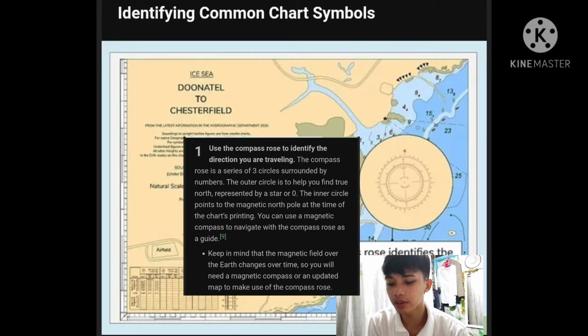Keep in mind that the magnetic field over the earth changes over time, so you will need a magnetic compass or an updated map to make sure of the compass rose.